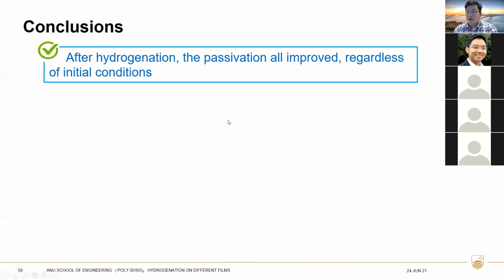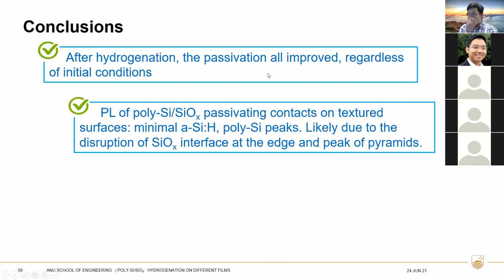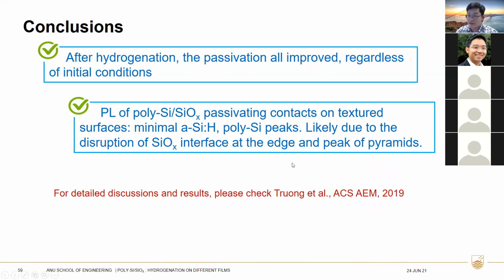So for conclusions, after the hydrogenation, the passivation is improved regardless of the initial condition, and the PL of the polysilicon passivating contacts on textured surfaces shows minimal hydrogenated amorphous silicon and also polysilicon PL peaks, likely due to the disruption of the oxide interface at the edge and the peak of the pyramids. For detailed discussion and results, please check my paper published in ACS AEM in 2019.